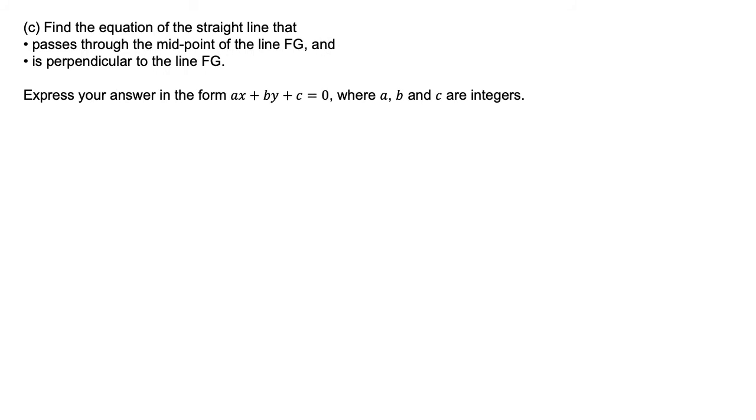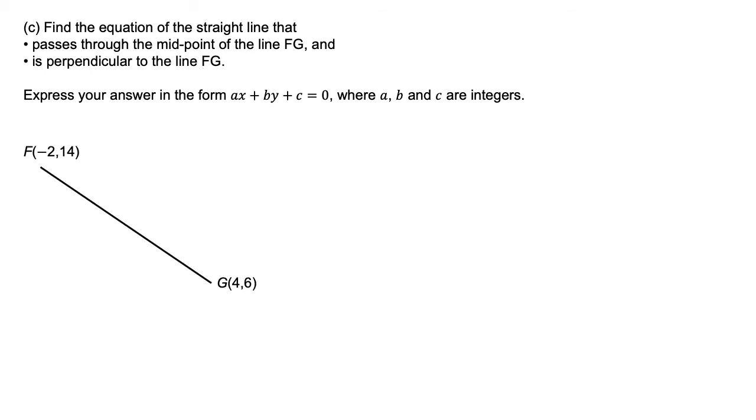Now there is a part C to this, which is to find the equation of the line that passes through the midpoint of the line FG and is perpendicular to FG. And on top of that, the question is asking us to put it into a particular form, which I discussed with you before, which is in this form of ax plus by plus c equals 0. So once we've got the equation, we actually have to rearrange it so that we see it in this particular form. And in case there are any fractions for our a, b and c, we need to deal with that as well, because we've been told that a and b and c are integers, whole numbers.